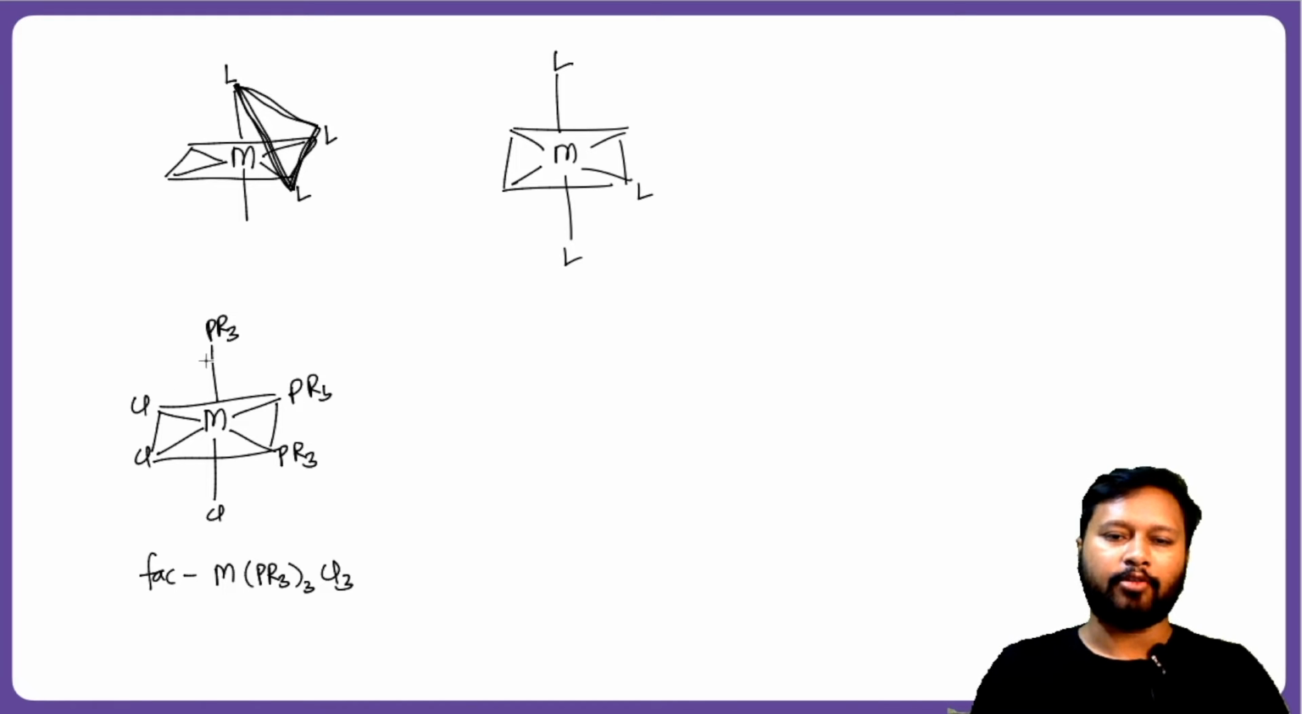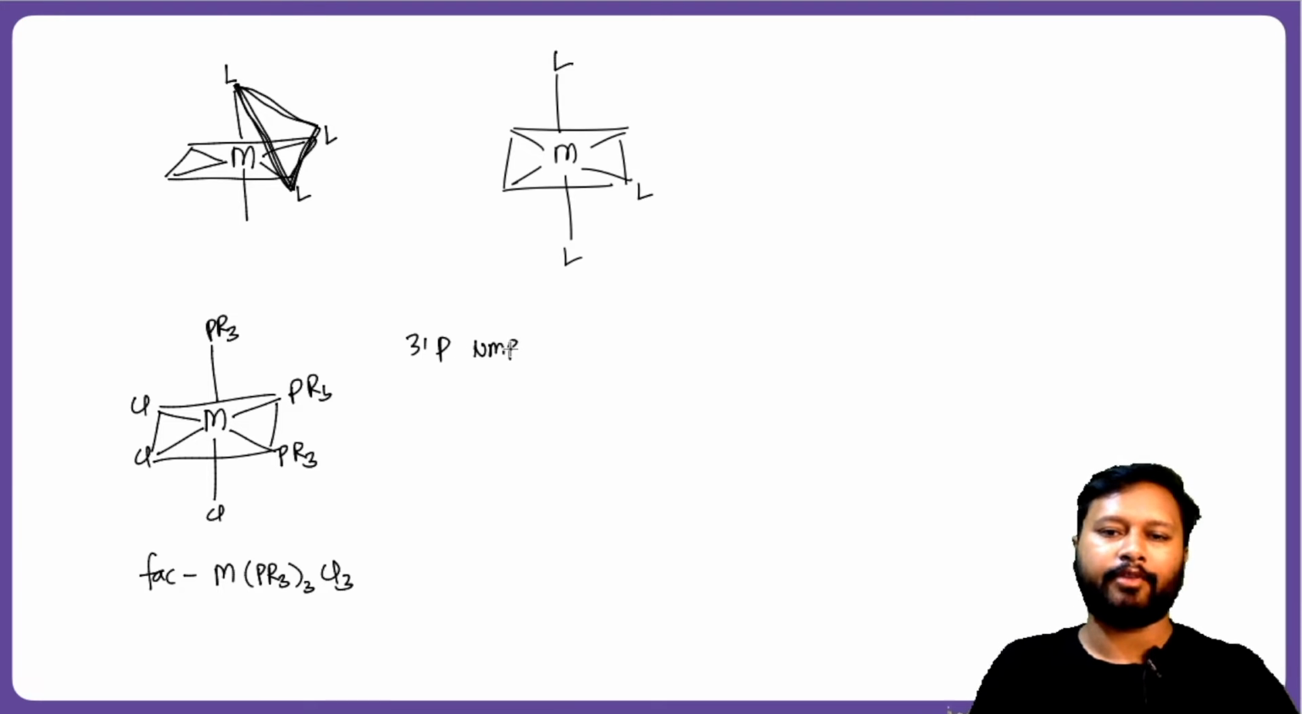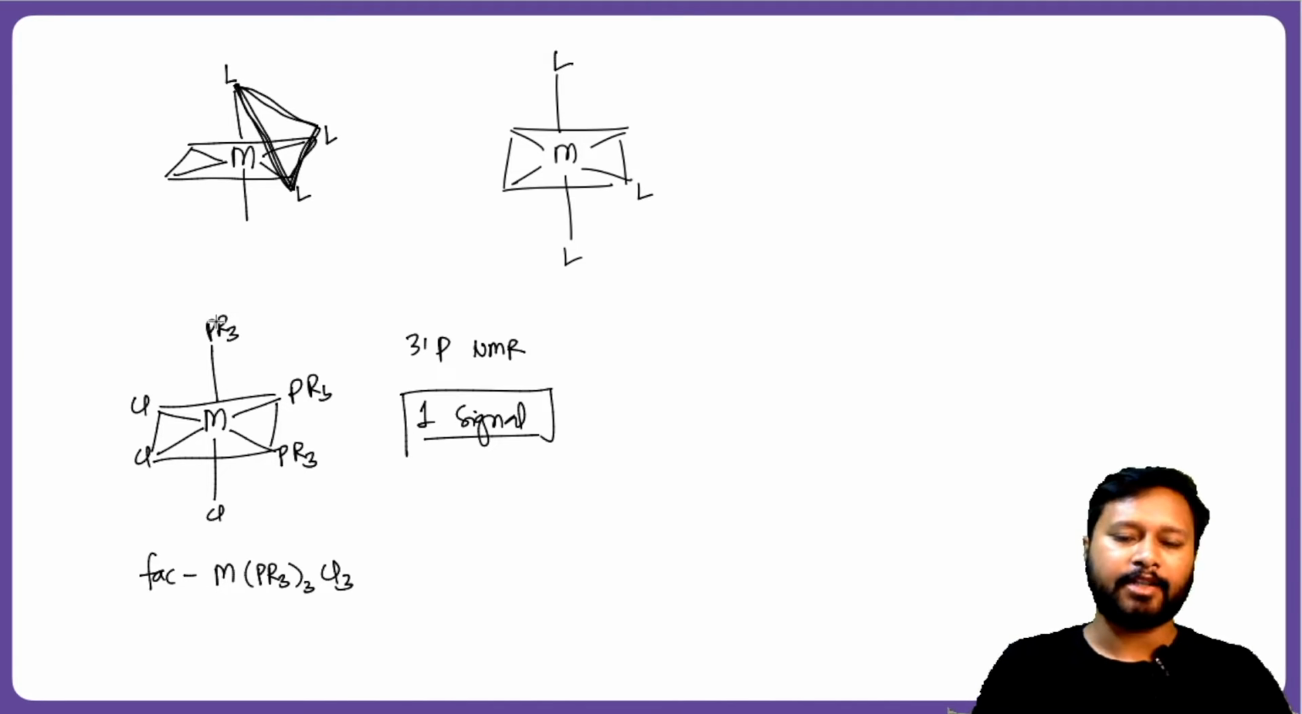Now if you find out, you will see that first of all you can understand that they are mutually perpendicular to each other, so they are facial. And now if it is asked in the 31P NMR of this molecule, how many signals you are going to see? Whenever you have a facial isomer, you will have only one signal. Okay, why is it so? That's because all these phosphorus atoms are in the same environment.